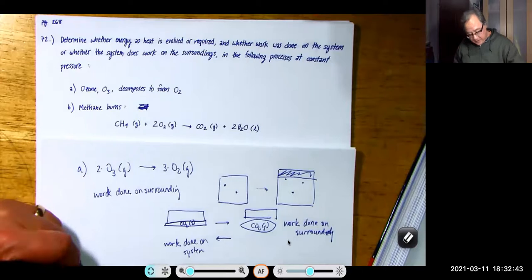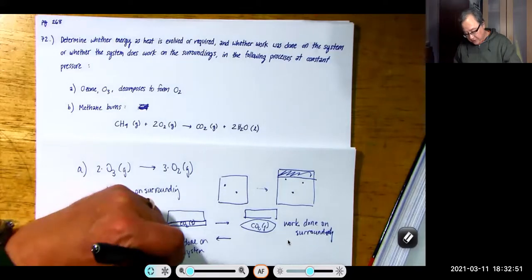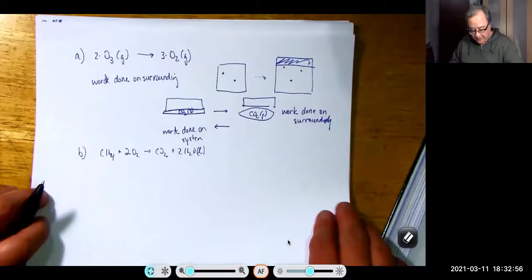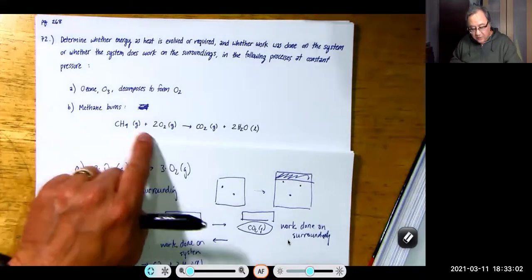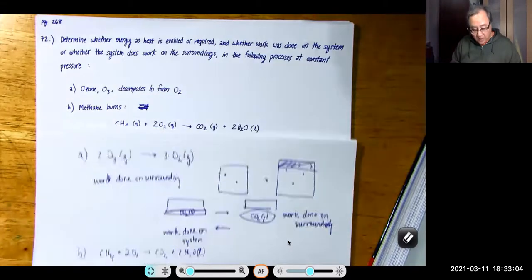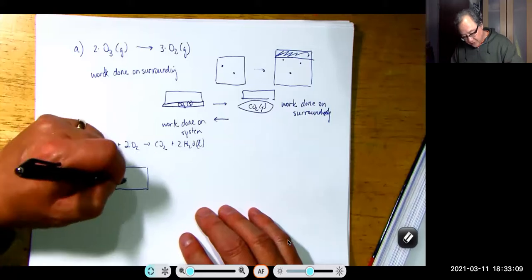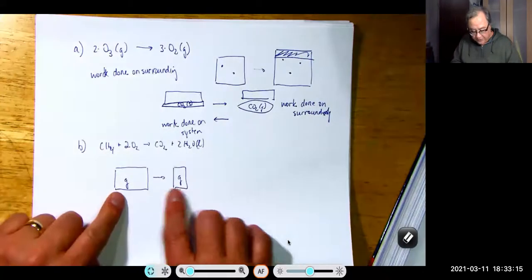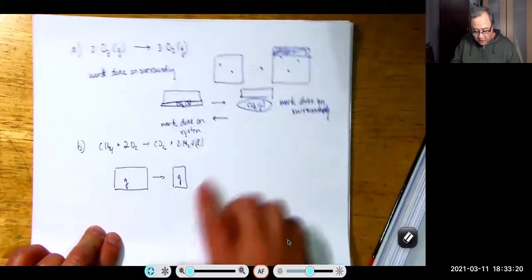Now for B, we have CH4 plus 2O2 turning into CO2 plus 2H2O liquid. So we have a couple things going on here. One of the things is that you'll notice we have 1, 2, 3 moles of gas turning into 1 mole of gas. So here's your 3 moles of gas turning into the equivalent of 1 mole of gas. So this is supposed to be 1/3 the size of this. If we look at this, it looks like the balloon getting smaller.